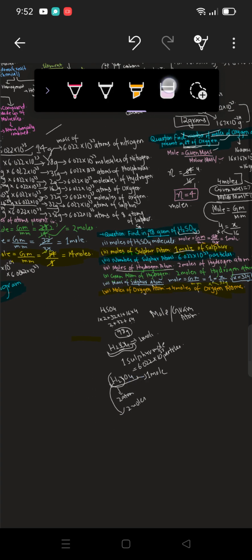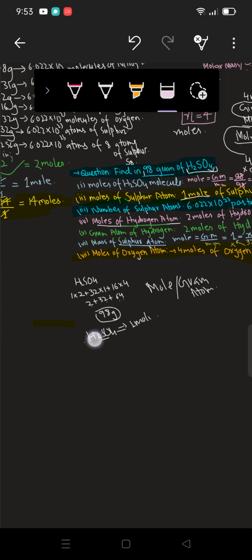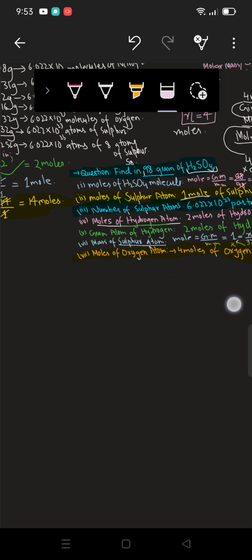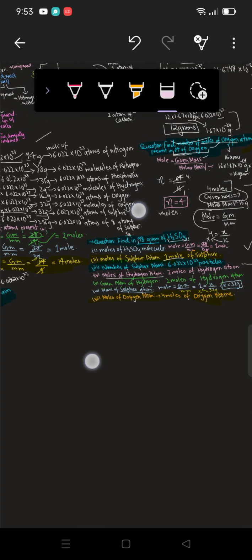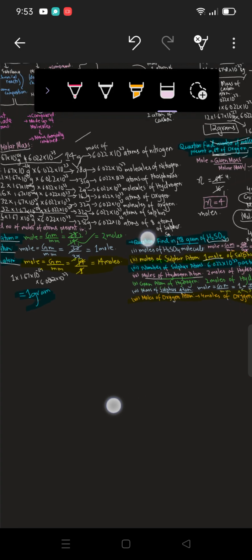No efforts at all. Now let me remove all these so that it can be more clear when we will be discussing our next lecture. In that we will discuss the second formula for calculating the mole, and that would be based on the volume, right? This formula is based on the mass, and the formula which we're going to study in the next video will be based on the volume. So this was all for today.